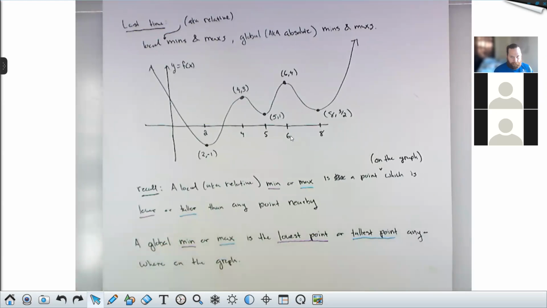Okay. So let's identify these points. Let's start with these guys up here. How would you describe this point? Is it a local min, local max, global min, global max? Neither.